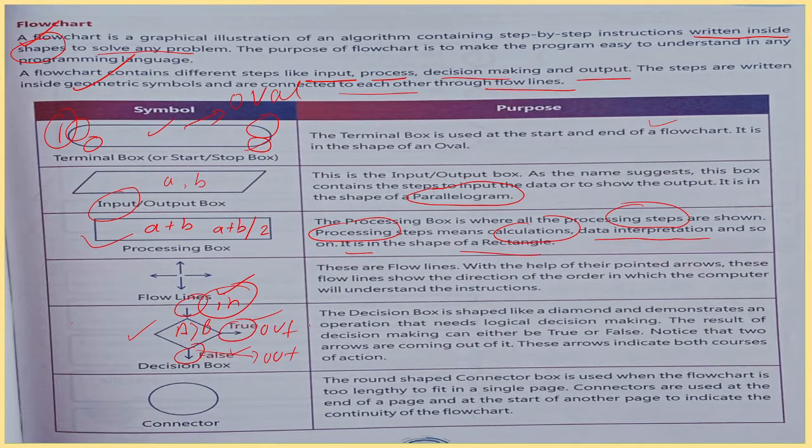Connectors are basically the circular or rounded shapes. These shapes are used when the flowchart is too lengthy to fit in a single page. If you are not able to make your flowchart in a single page, you have to use a connector. Connectors are used at the end of your page and at the start of another page to indicate the continuity of the flowchart, nothing else. It shows the continuity.